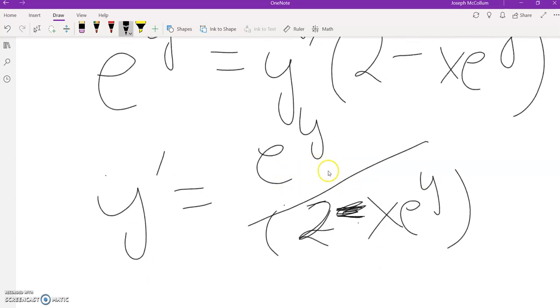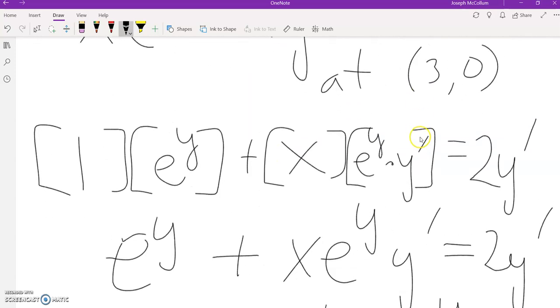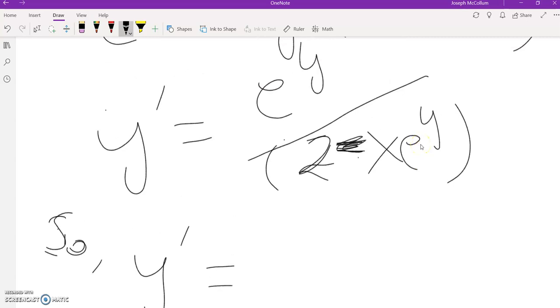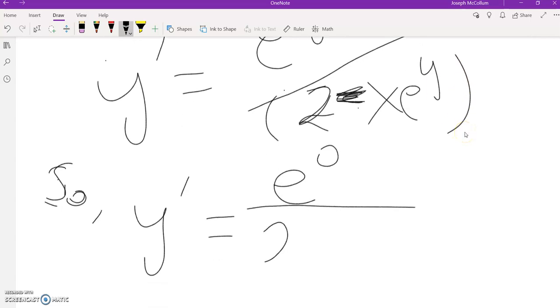I still have to go back up top and plug in the point (3, 0) to be done. Because it did say find the derivative at the point (3, 0). So wherever there's an x, I'm going to plug in a 3. Wherever there's a y, I'm going to plug in a 0. And whatever number this is, is my answer.